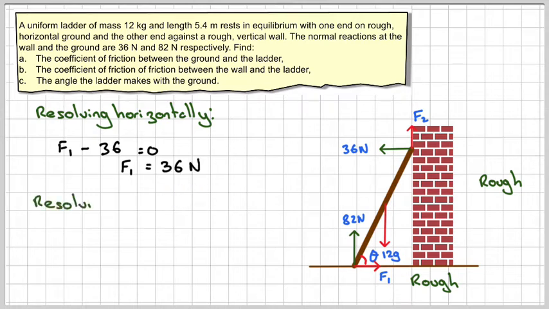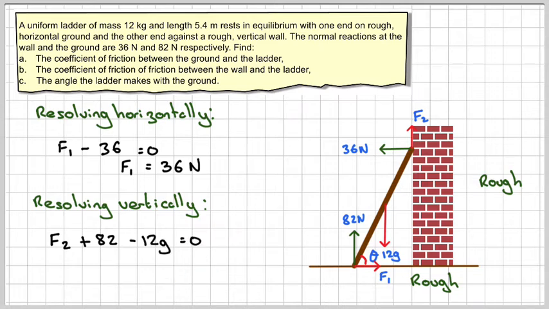Now if we resolve vertically, so that's going this way, we will have F2, this frictional force here going up the wall, plus this normal reaction here, which is 82, and then against that we will have minus 12g, equal to 0, which means that F2 will be 12g minus 82, which is 35.6 newtons.